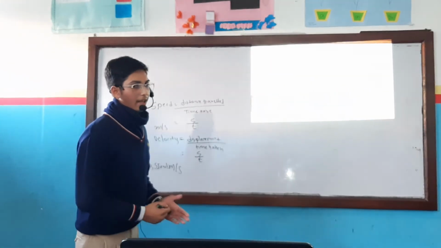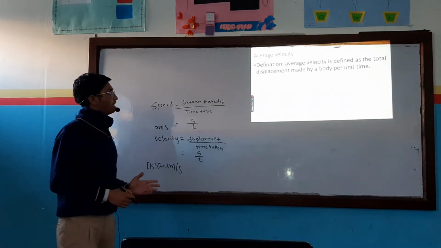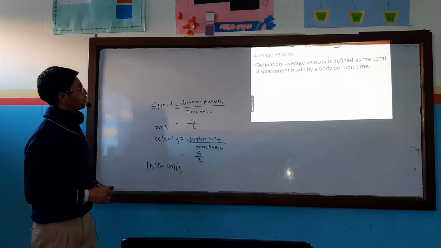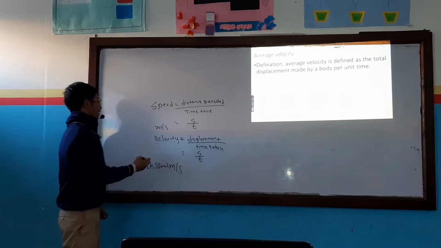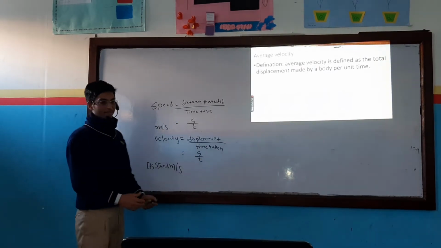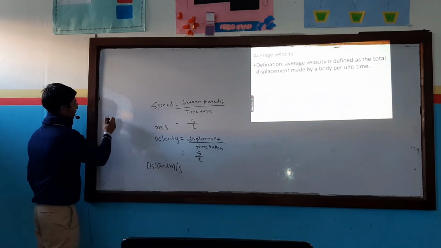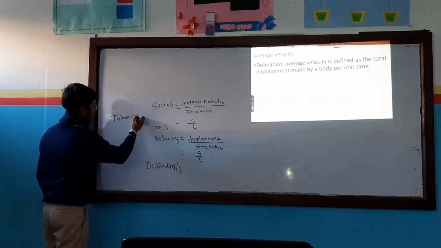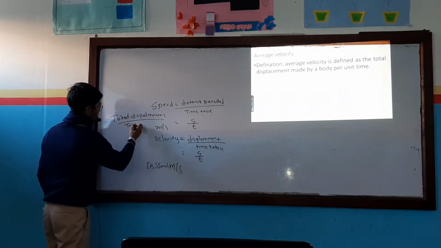Now our next topic is average velocity. Average velocity can also be defined as the total displacement made by a body per unit time taken, and it can be written as total displacement by total time taken.